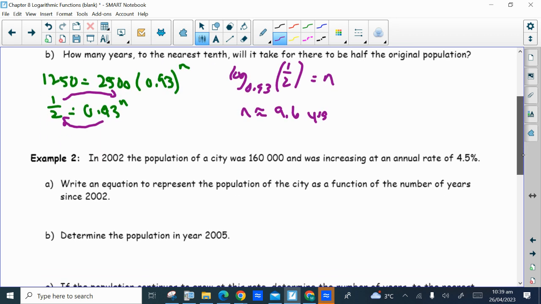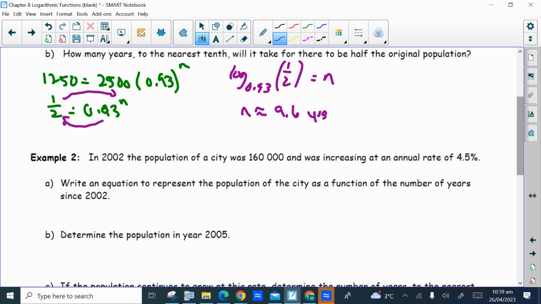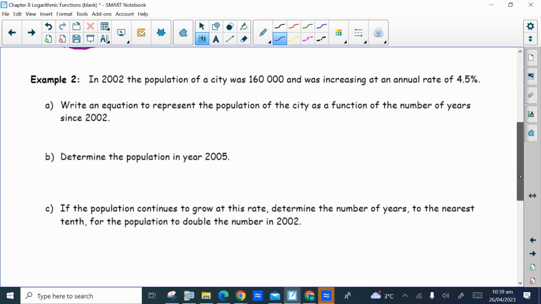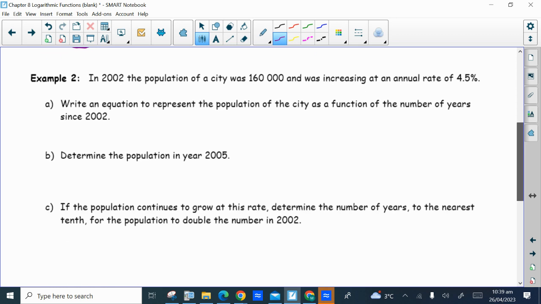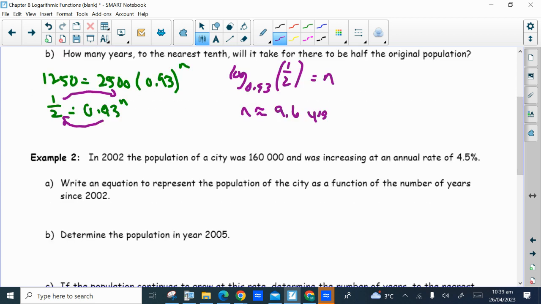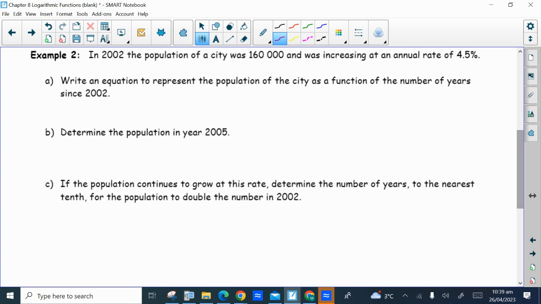Number 2, in 2002, the population of a city was 160,000. It was increasing at a rate of 4.5% per year, annual. So in this case, we need to write our equation. So we'll have y equals a times b to the power t over p. A, our initial amount, is 160,000.